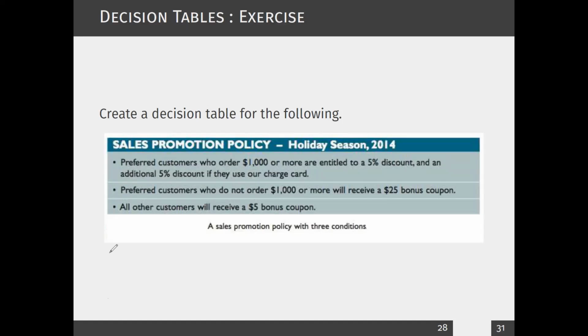Right. Now, the first thing that we need to identify is the conditions. So what are the conditions here? Can you tell me what the conditions are? The first statement indicates we have preferred customers who order $1,000 or more are entitled to a 5% discount, and an additional 5% discount if they use our charge card.